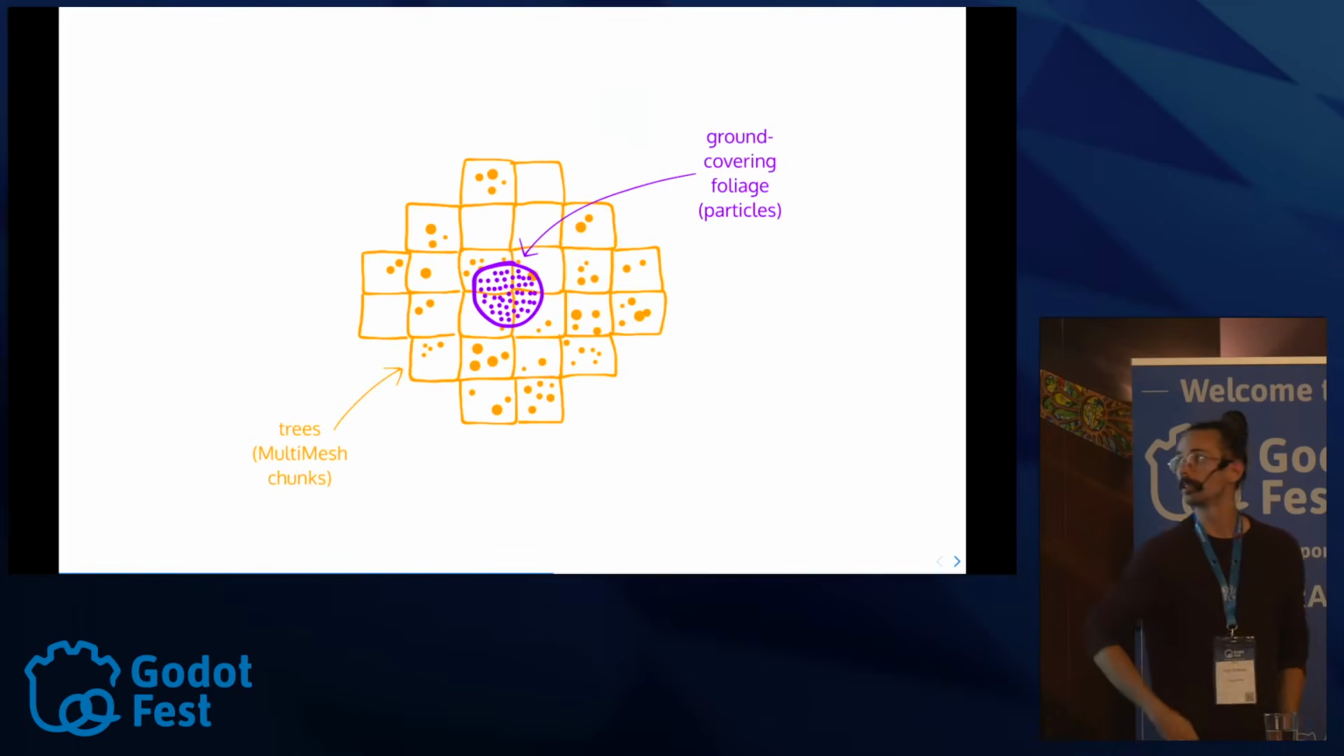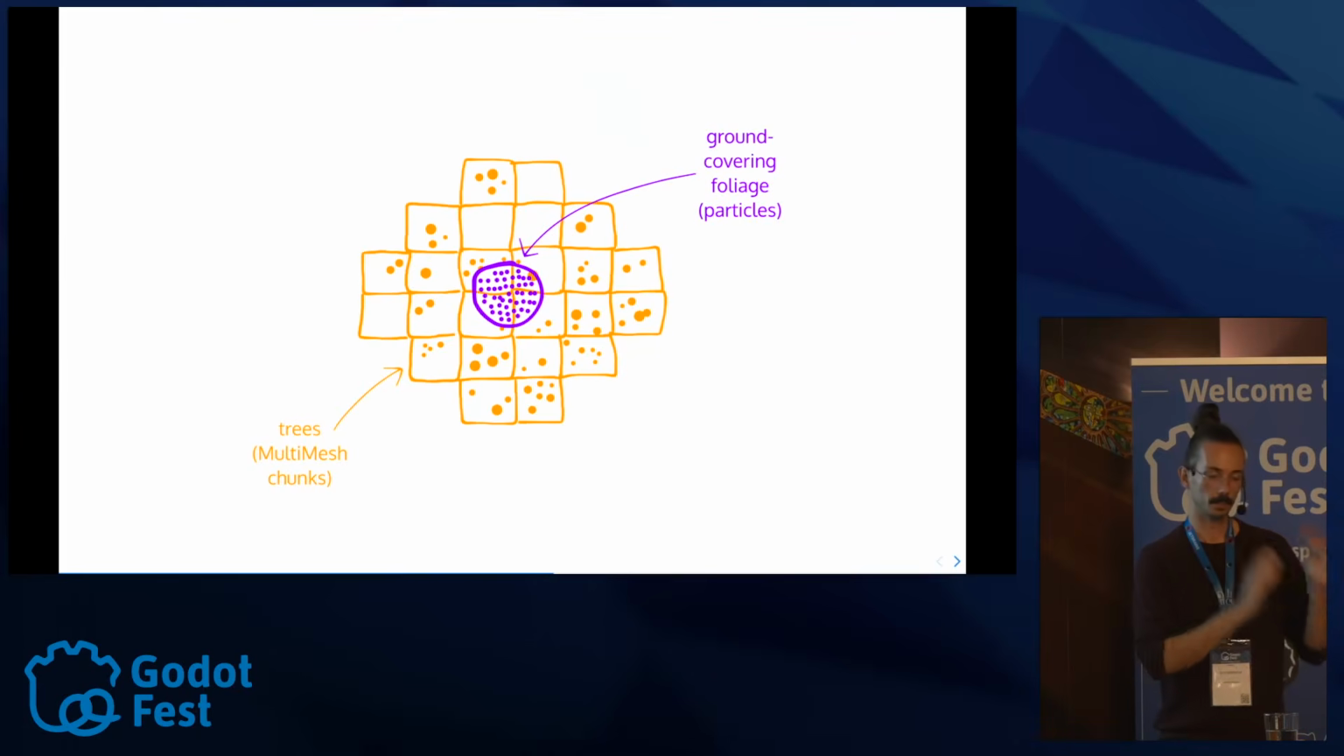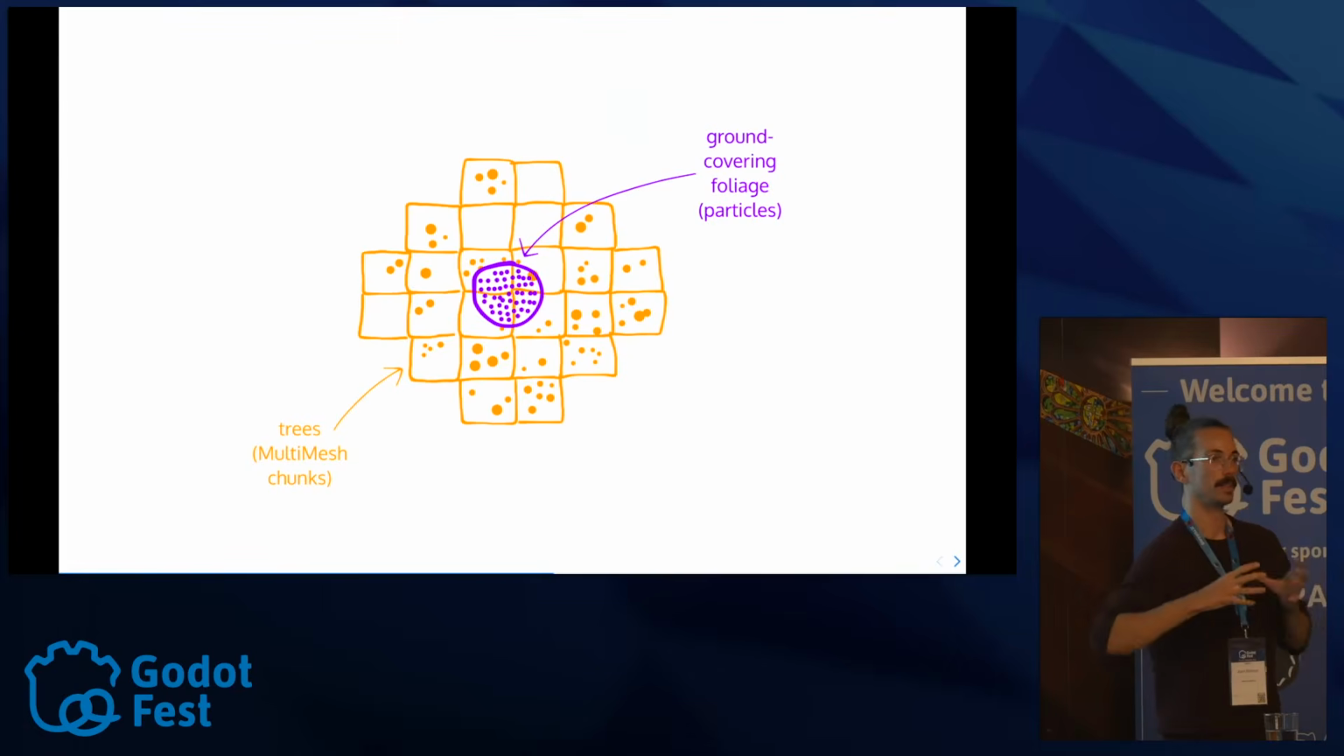So this is an overview of how our vegetation system works from the top. You have chunks of multi-meshes for trees, which are in orange here. Each chunk is an individual multi-mesh, which contains the trees within this area. And in violet, you have our ground covering foliage, which is a particle system that always moves with the player.